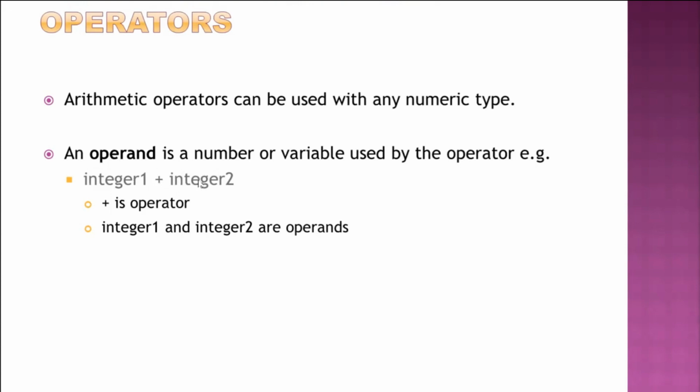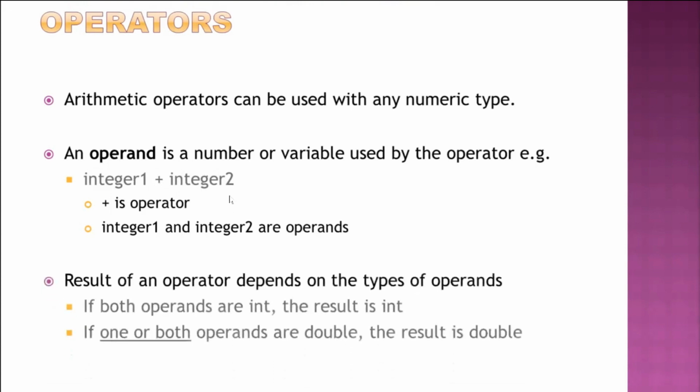These are called operands. The result of an operator depends on the type of the operand. So if you are using these operators, what type of result will you get? If both operands are of integer type, obviously you will get a result of integer type. But if one of the operands is double and the other is integer, it means you have a mixed data type expression, then the result would be double.